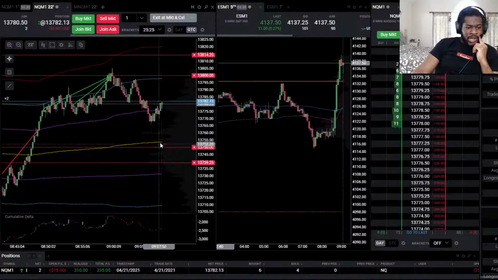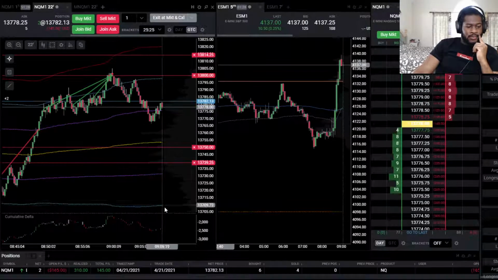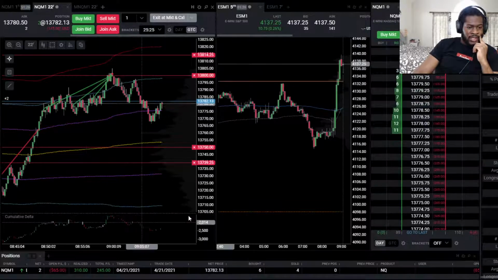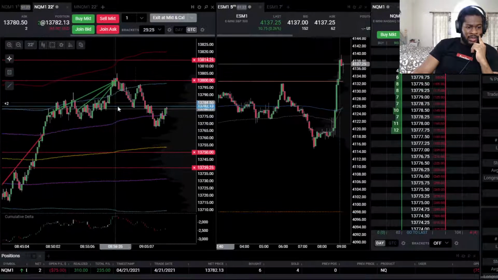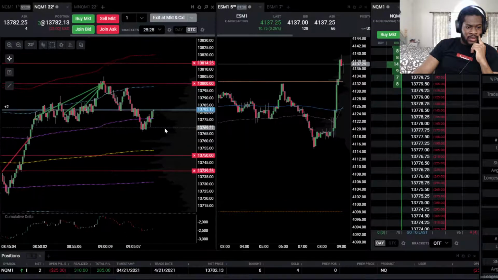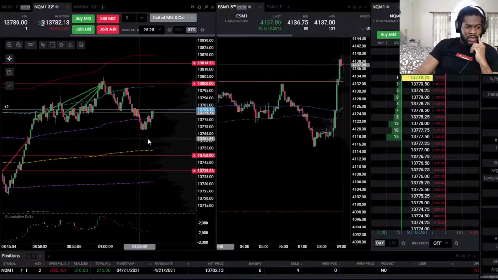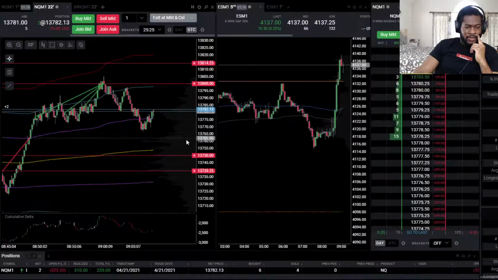I am enjoying not having all these indicators though. I mean, I still have delta here, but not really paying too much attention to it. Really just looking at the formation of the range bars and volume itself.